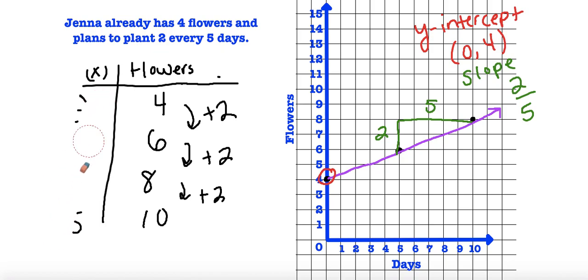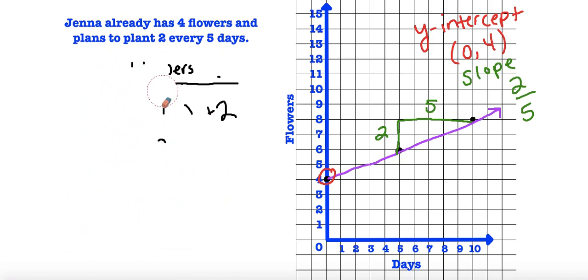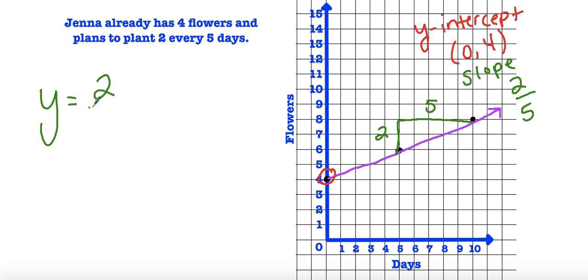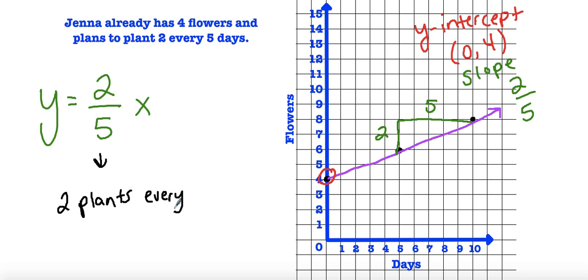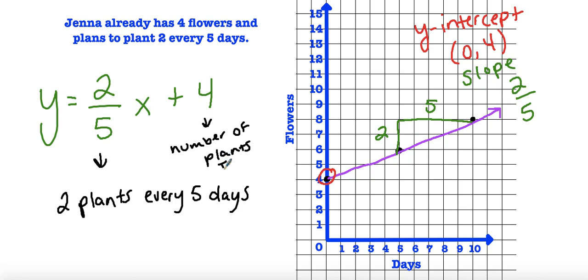And if we didn't have this problem to tell us verbally, we would write y equals 2 over 5x, representing 2 plants every 5 days, plus 4 representing our initial value, so the number of plants Jenna already has. And that's it.